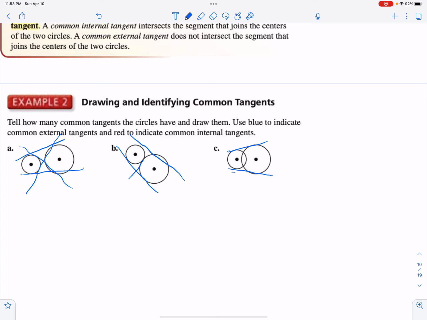And actually, it looks like on B, I missed one here. There should be a point of tangency where they touch at that one spot in the middle. So the answer should have been 4 lines of tangency, 3 lines of tangency, and 2.